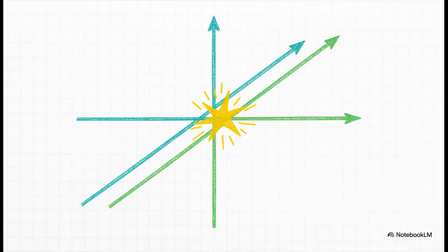So the most common thing you'll see is one solution. In math speak, we call this a consistent system. It just means the lines have different slopes, they're going to cross at one specific point, and that point is your answer. Simple as that.